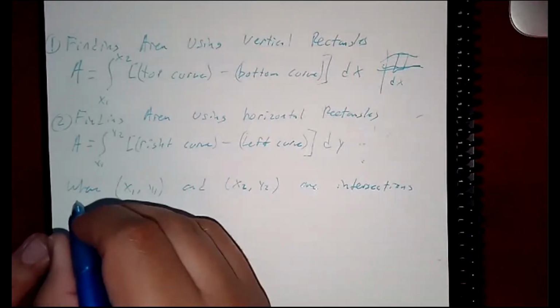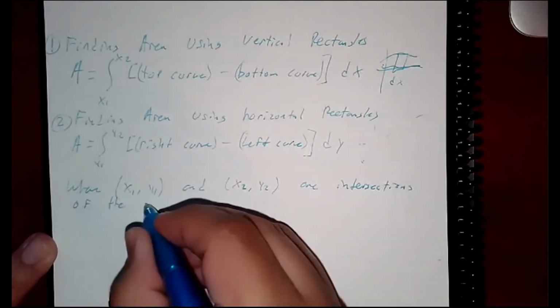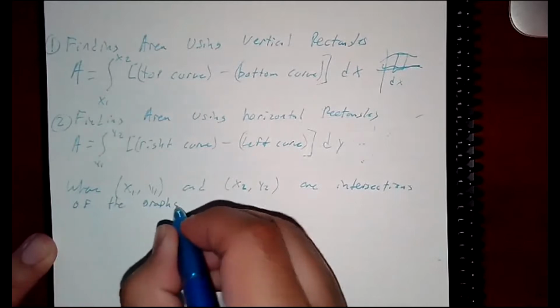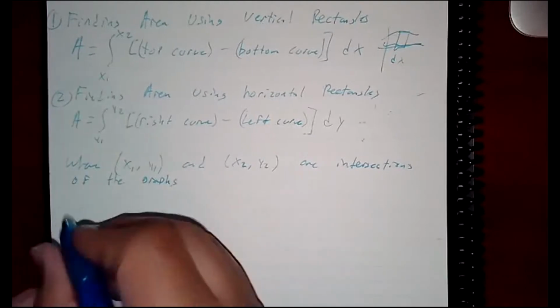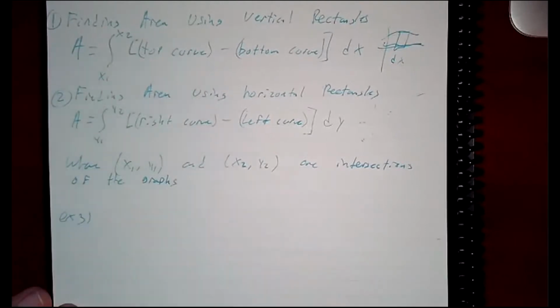Intersections of the graphs. So, the points where they intersect. Okay, so let's do an example. Example 3, I think.